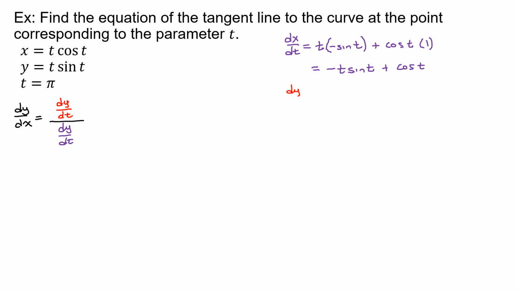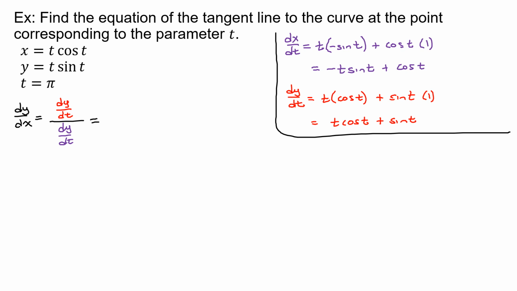And then my derivative for y will look actually very similar. I'll have the first times the derivative of the second one, which would be cosine t, plus the second one times the derivative of the first, which would just be 1. So I'm left with t cosine t plus sine t. This would be my side work for my derivatives.